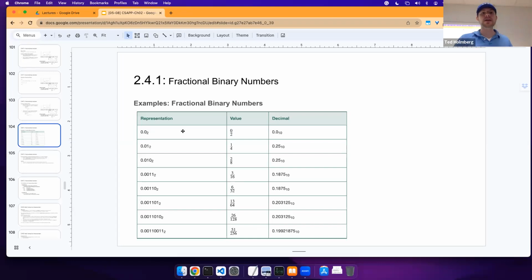So if there's only 1 bit to the right of our binary point, our denominator will be 2. If there are 2 bits, it'll be 4, right? If it's 3 bits, it'll be 8. So effectively, the denominator is 2 to the power of n, where n is the number of bits to the right of your binary point.